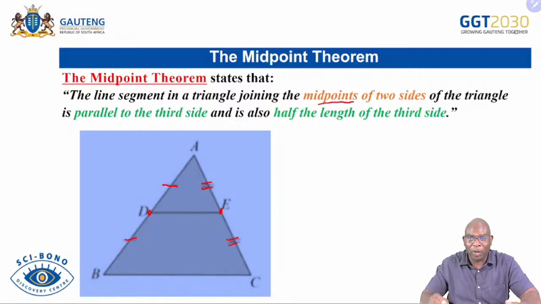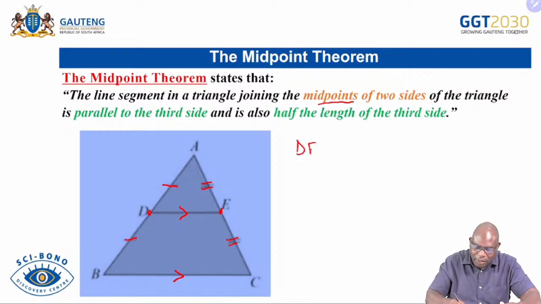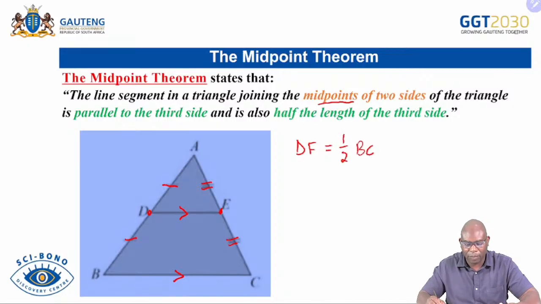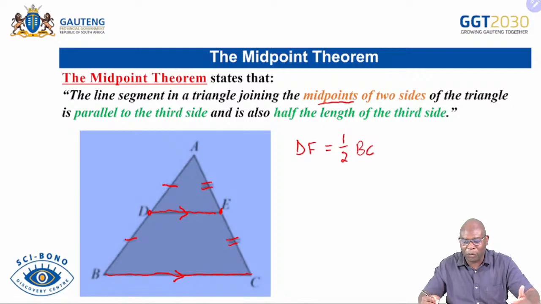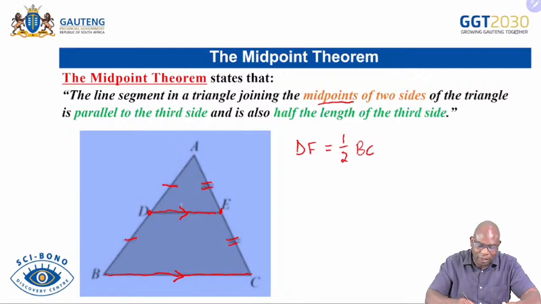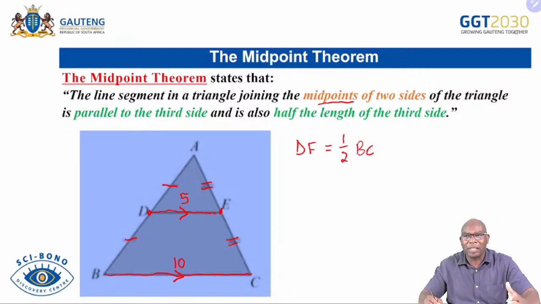So what does that line do? It becomes parallel to the third side. And it is also half the third side, meaning that DF will be half of BC. So the line here is half of that. That is the theorem that we're going to be working with. So if I'm given that line as 5, it means that that line will be 10. So it is half of it.